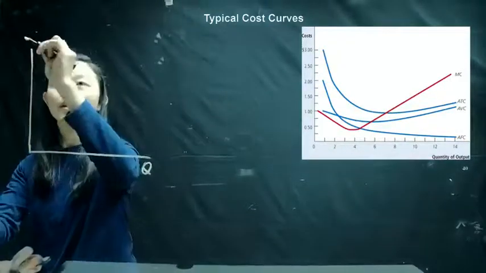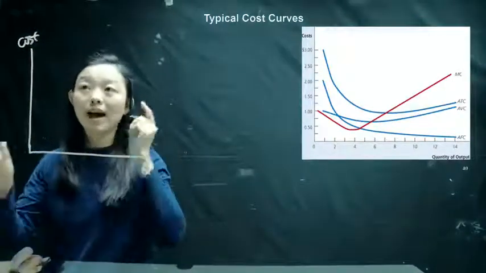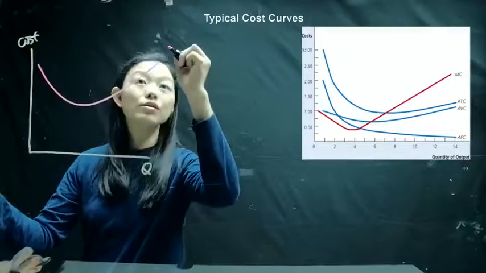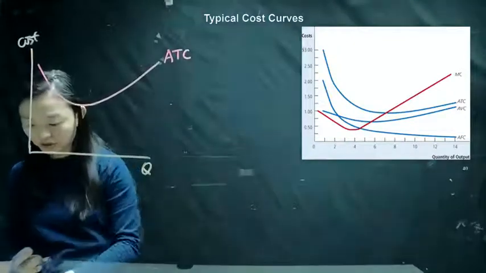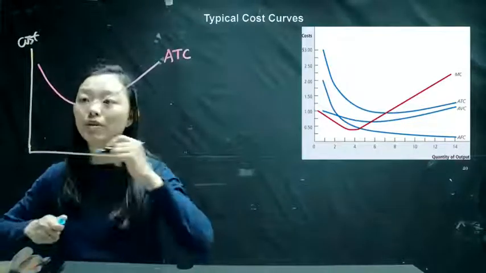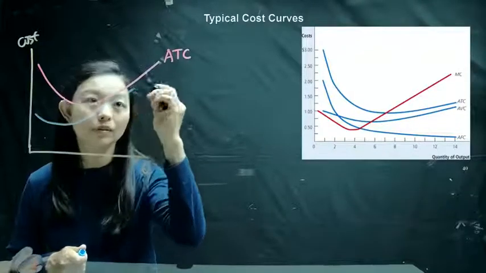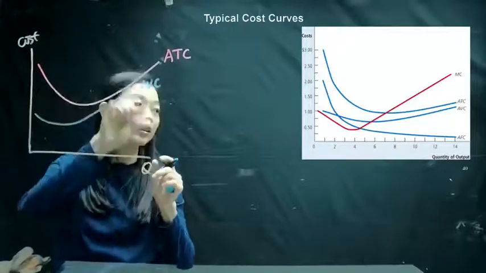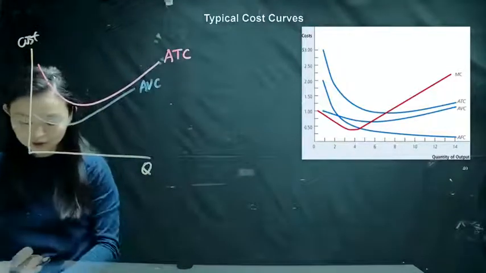This is Q, and this is the cost. First, you need to draw an average total cost curve. You can draw this as the average total cost curve. And then what you need to do is draw the average variable cost curve. You can notice these two curves, the vertical distance declines as quantity increases. So these are the two curves.